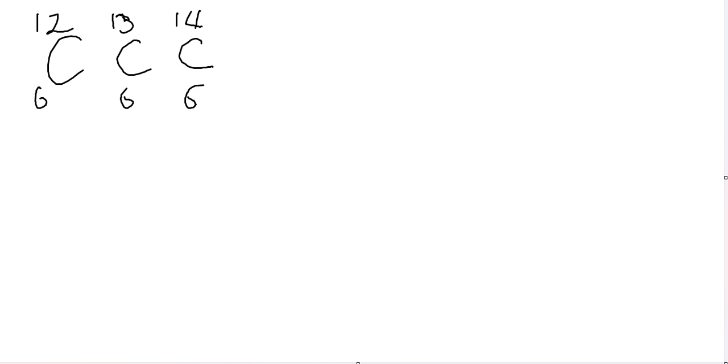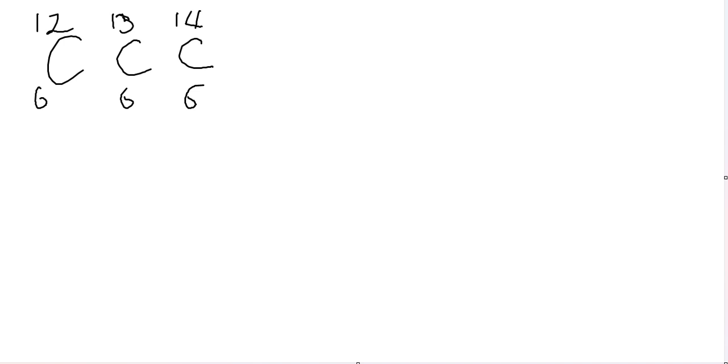But how much carbon 12 do we have? How much carbon 13 do we have? How much carbon 14 do we have? If we know the percentages, the relative abundances as we call it, then we can actually calculate the average mass of that atom or of that sample.